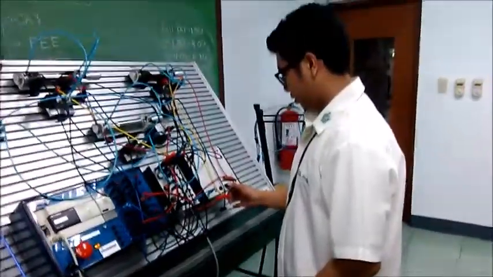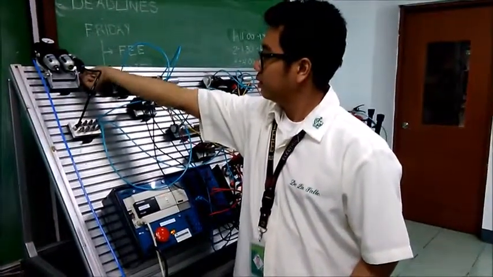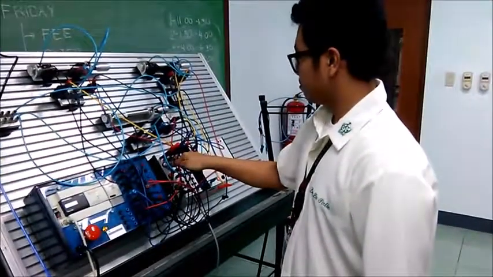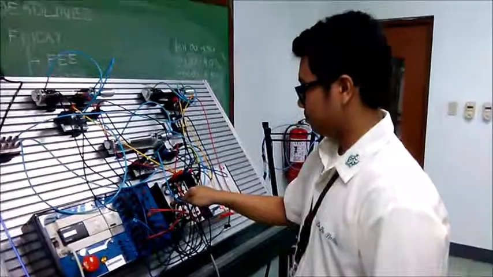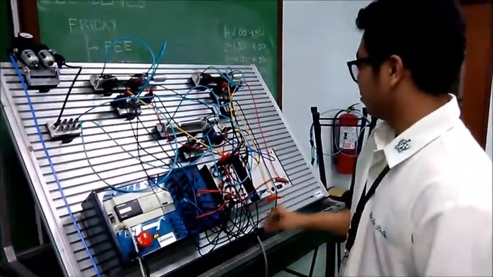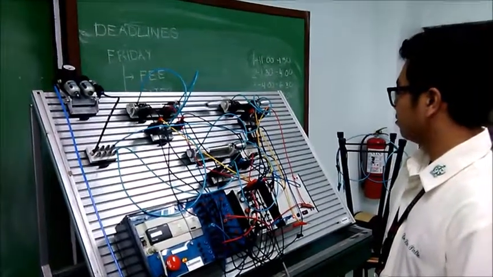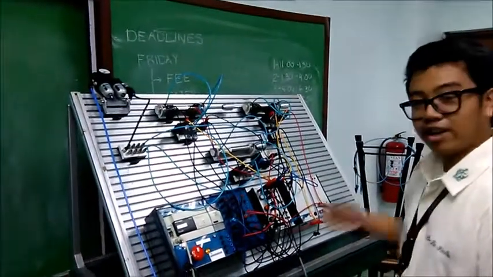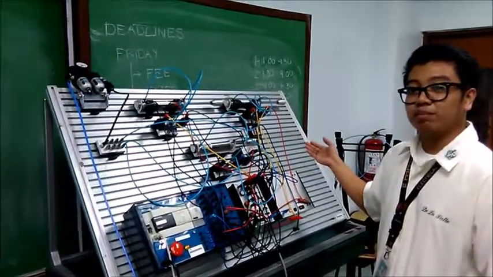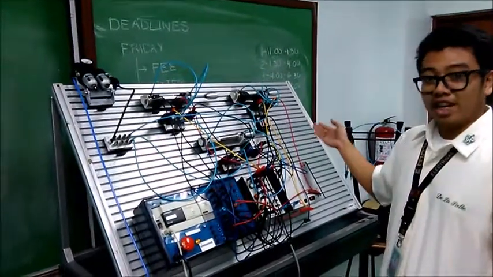Now we will start the power source and open the valve. Here you have it: A plus, B plus, C minus, B minus, A minus.